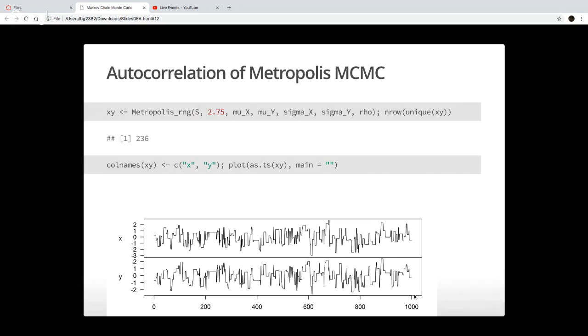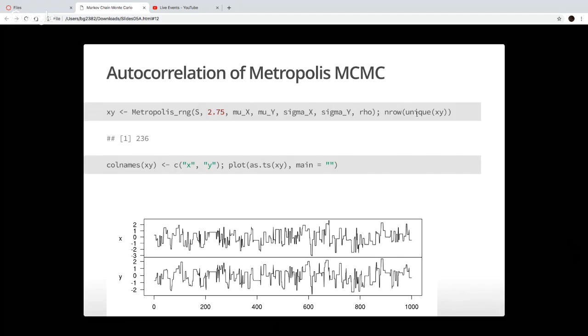So I just take one more using the same parameters that I used before. And you can see if you ask for the number of unique draws, it's only 236 in this case. So I did 1,000 draws, but only 236 of them were unique, which means more than 3 out of 4 times it was not accepting the proposal, and it was just keeping the previous realization of X and Y as the current realization of X and Y, because alpha star was less than a realization from a standard uniform.